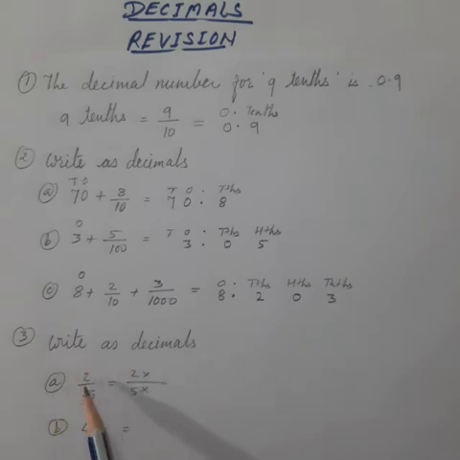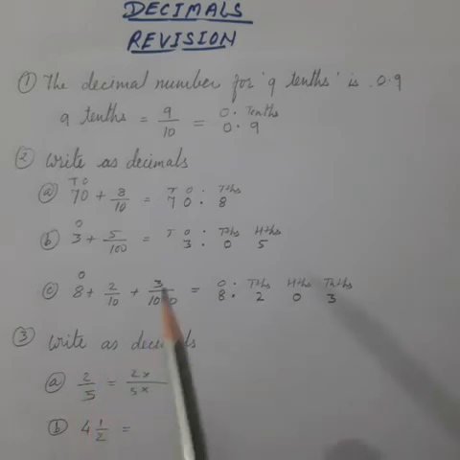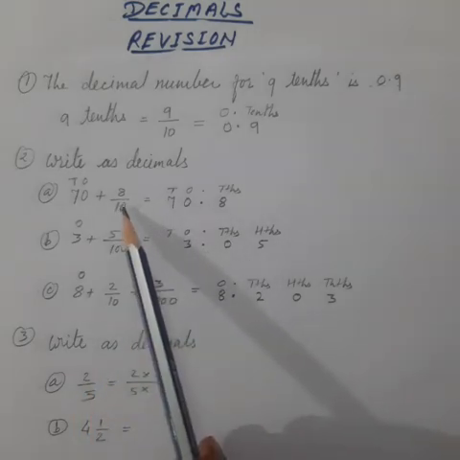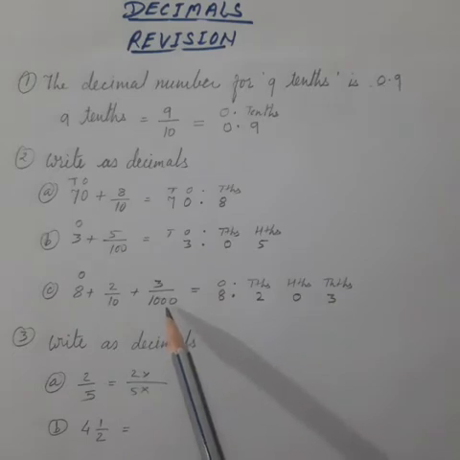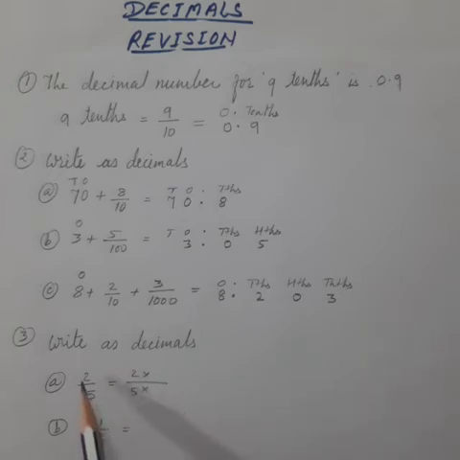Question 3. Write as decimals. A part. 2 by 5. 2 fifths. But to write the number in decimal form, we want denominator 10 or 100 or 1000. So here we have to make the denominator 10 or 100 or 1000. So find the equivalent fraction of 2 by 5 with denominator 10. We can make 5 as 10.